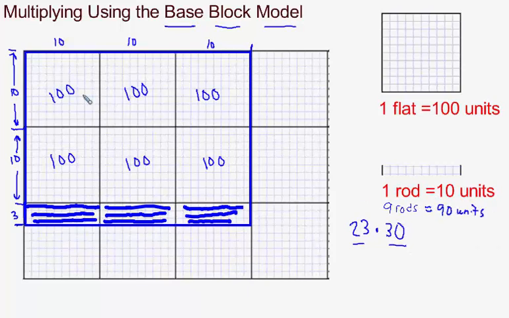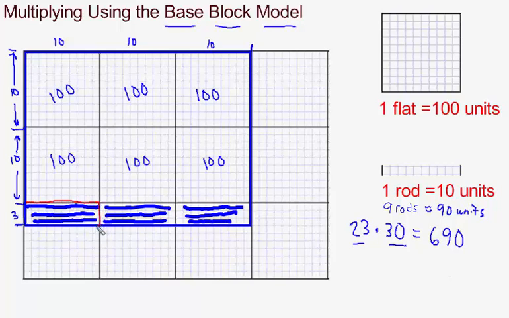I already had 1, 2, 3, 4, 5, 6 flats, or 600 units, which gave me a 6 in the hundreds place. Then my 9 rods gave me 90 units, so together I have 690 units, meaning that 23 times 30 is 690.